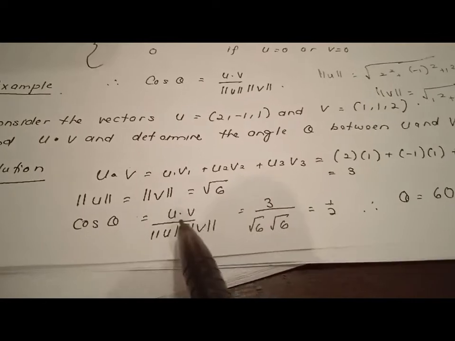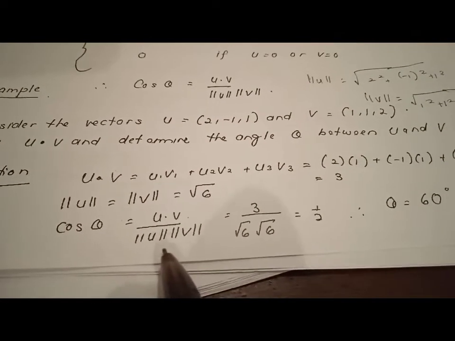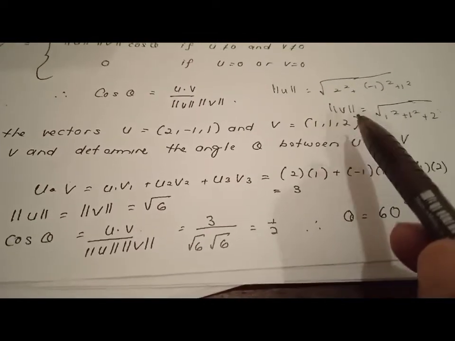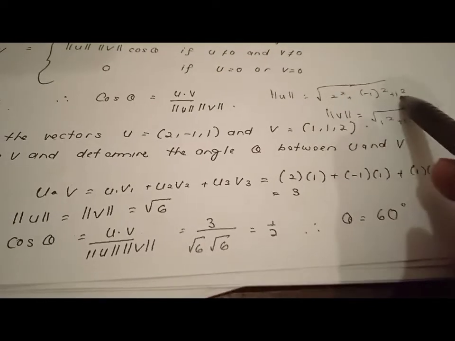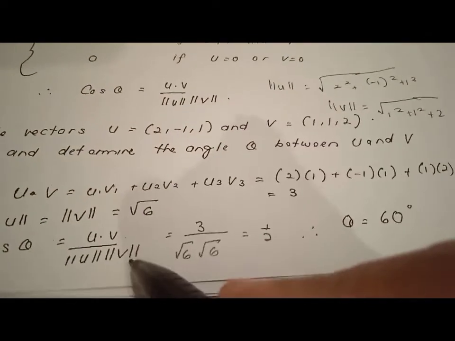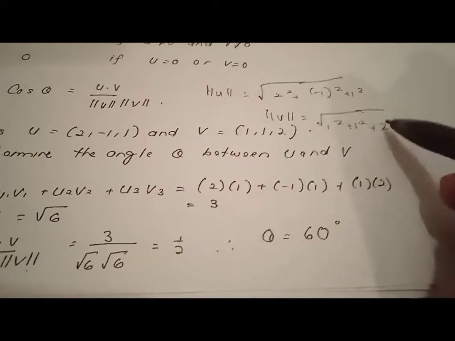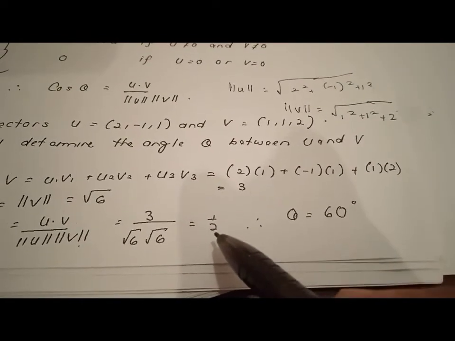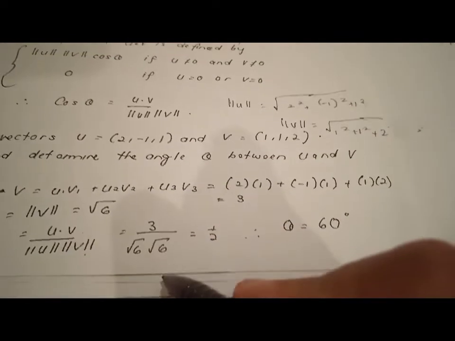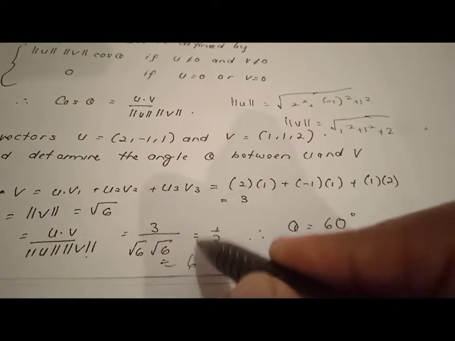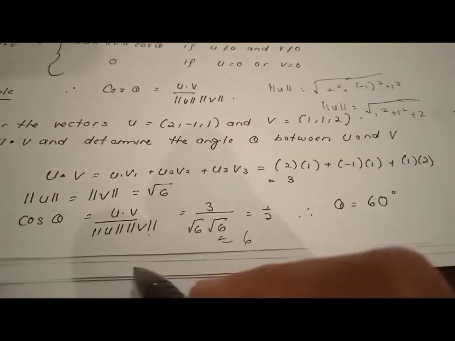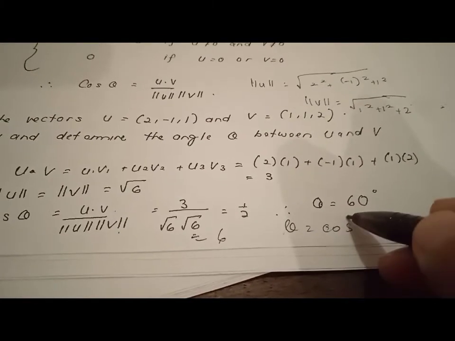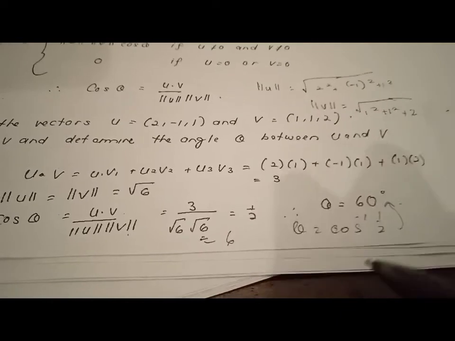Okay, so cos theta is u dot v over length u times length v. So u dot v is 3, over the length of u, which is root 6, times the length of v, which is also root 6. Root 6 times root 6 is equal to 6. So 3 over 6 is 1 over 2. So theta is cos inverse of 1 over 2, using your calculator, and theta is 60 degrees.